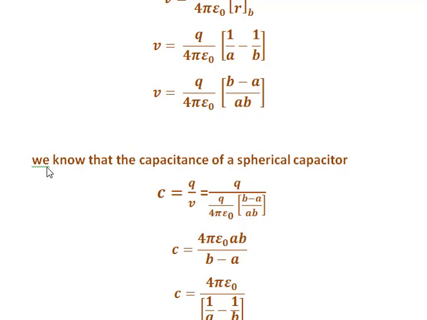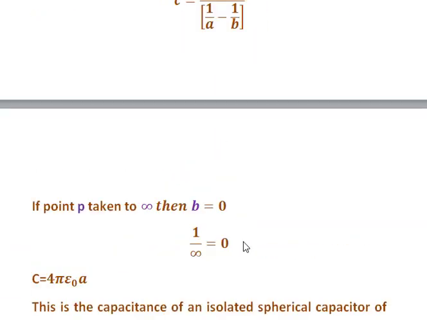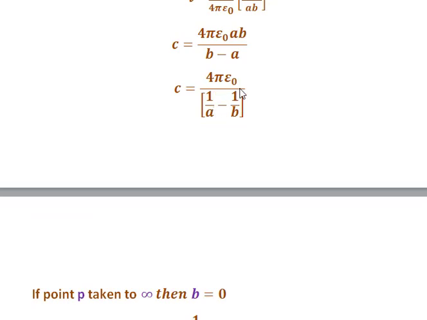So from this we know the capacitance of the spherical capacitor, which we have already solved. C is equal to Q by V, the capacitance is equal to charge by potential. So now we have applied positive charge plus Q, and we got the potential difference value like this. So Q gets cancelled. The 4 pi epsilon naught ab goes to the upper side. On solving this, we get the equation C equal to 4 pi epsilon naught divided by (1 by a minus 1 by b).